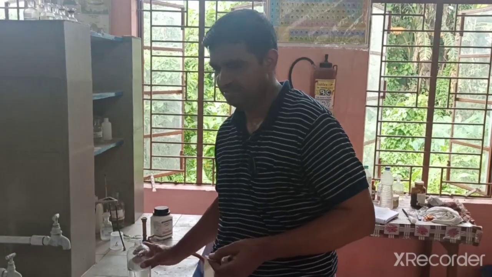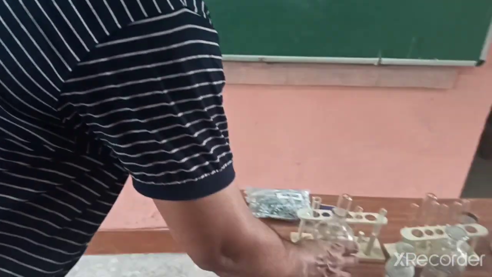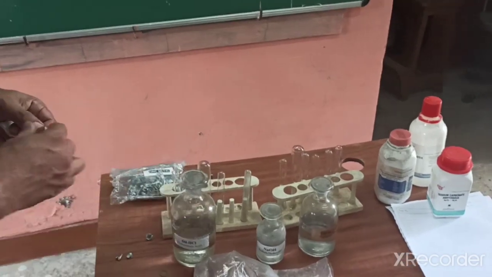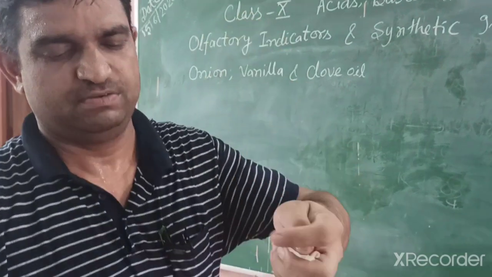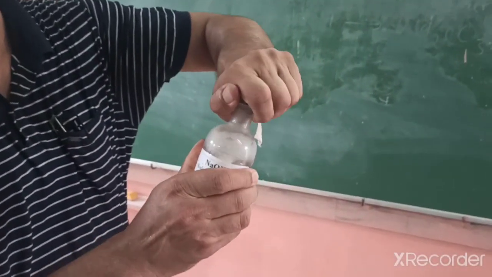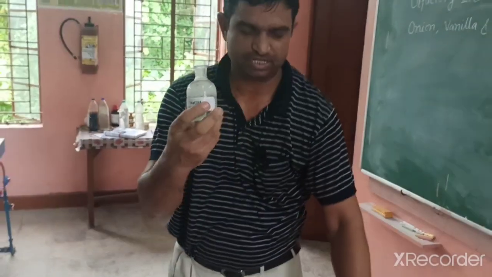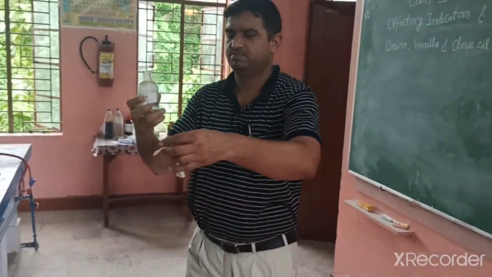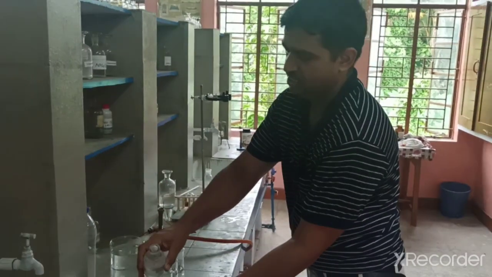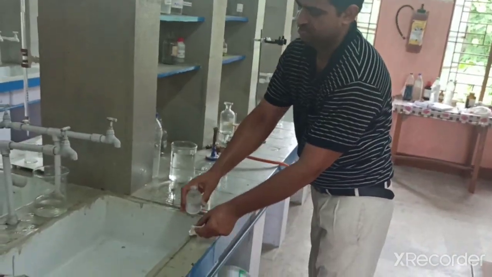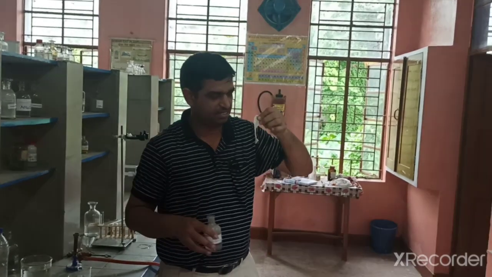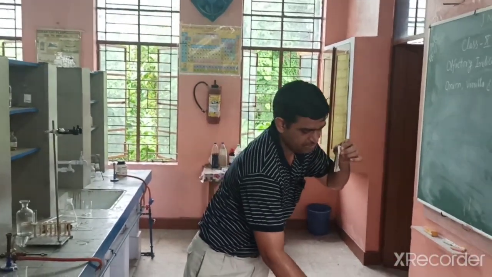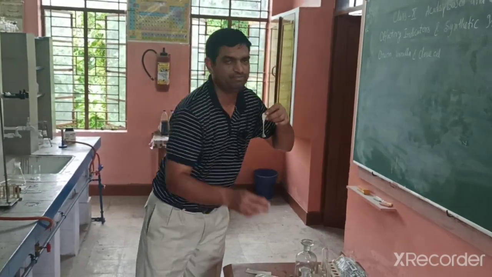And if we place a drop on another strip, this one has onion smell, but if a single drop of base, that is sodium hydroxide, is placed on this strip, then its smell is slightly different. So there are different smells in acid and base. We can easily differentiate. So these are olfactory indicators.